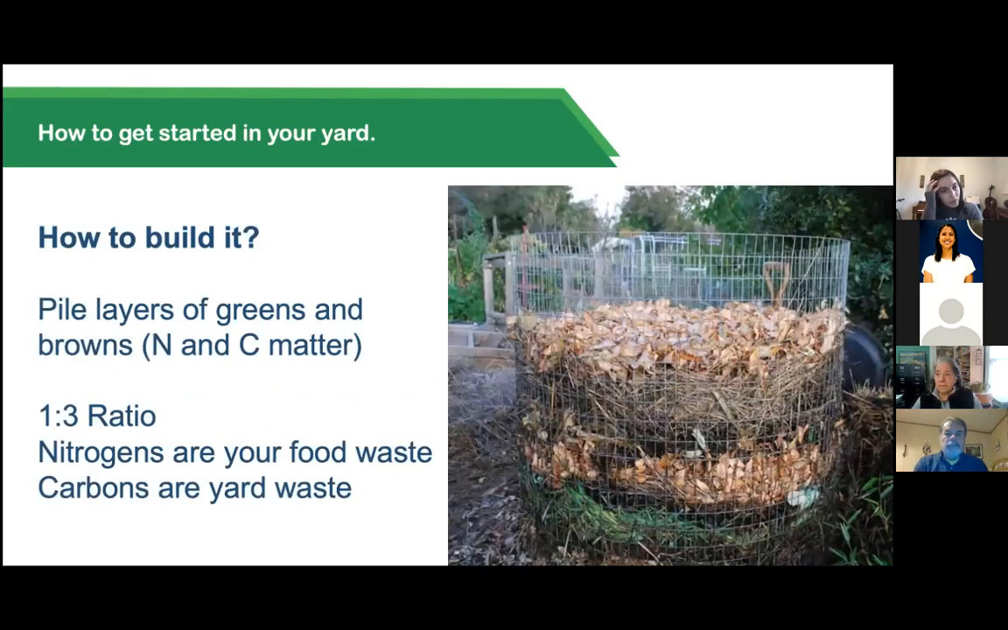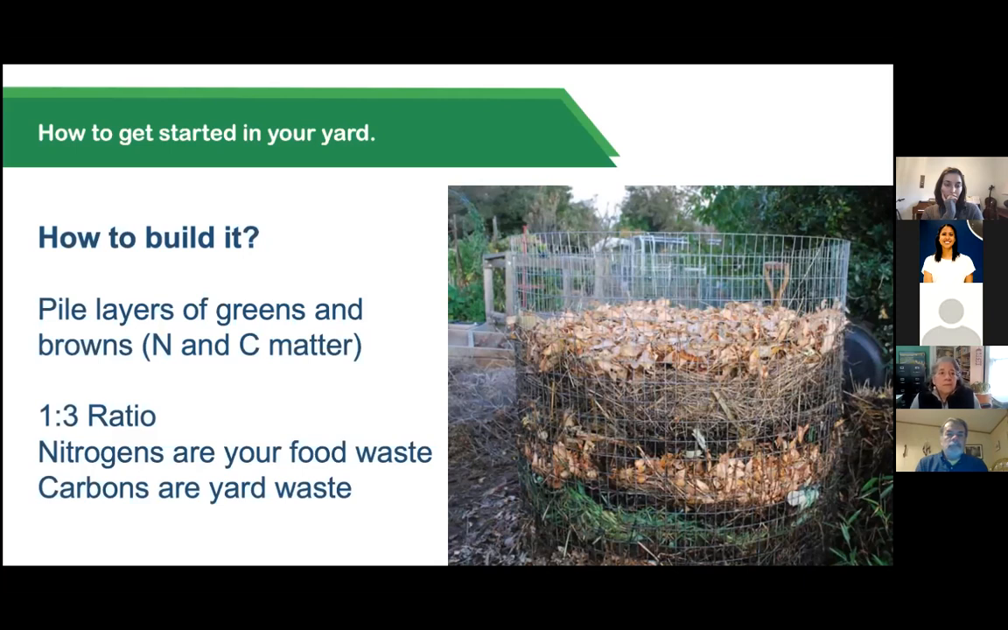How to build it? We always say build lasagna. So you layer it. You want to layer the nitrogen and carbon matter. Those are your greens and your browns. So it's a 1-to-3 ratio. Nitrogens are usually your food waste, the green waste. Carbons are more of the yard waste. And in here, the carbons are straw in the middle, leaves.